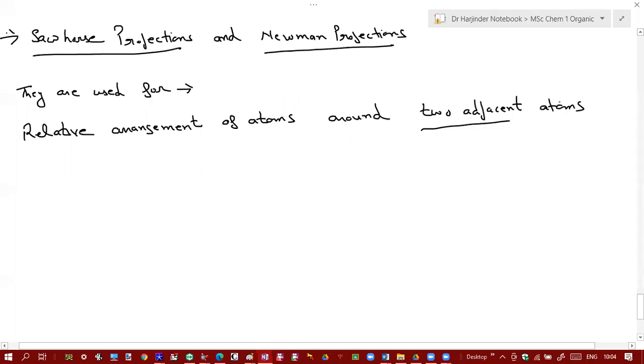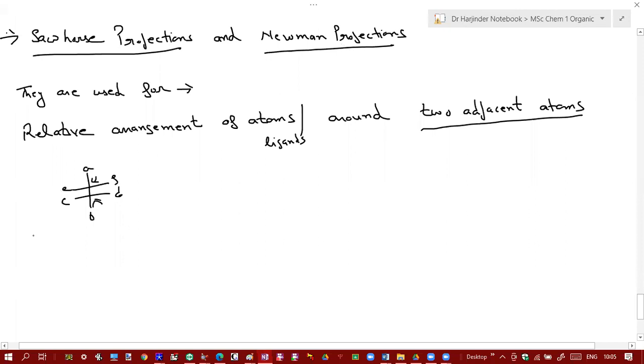And in this case, these two adjacent atoms may be chiral or they may not be chiral. So this is not any necessary condition. Suppose you have a molecule like this, say it is A, B, C, D, E, and F. So now you have two adjacent carbons. The relative arrangement of atoms or ligands around these two adjacent carbons is given by Sawhorse projection and Newman projection.